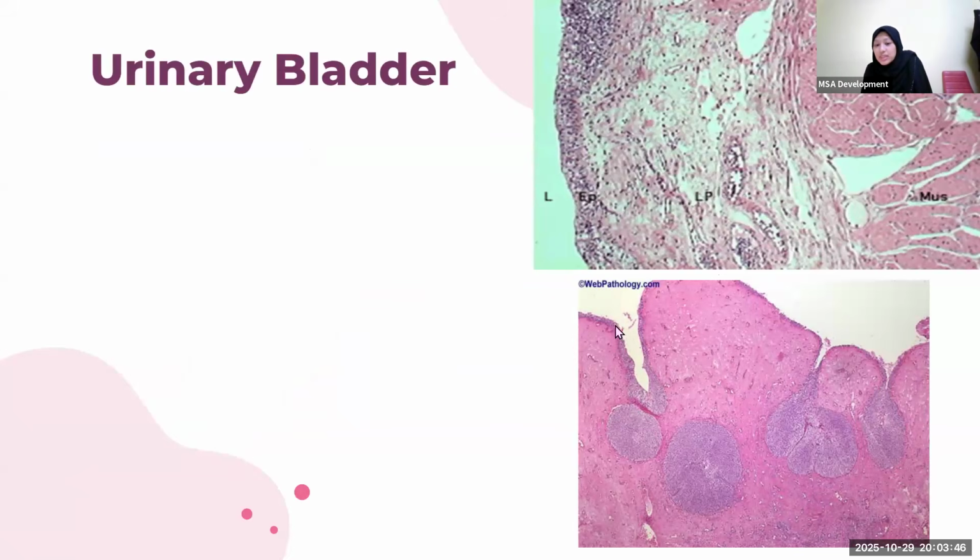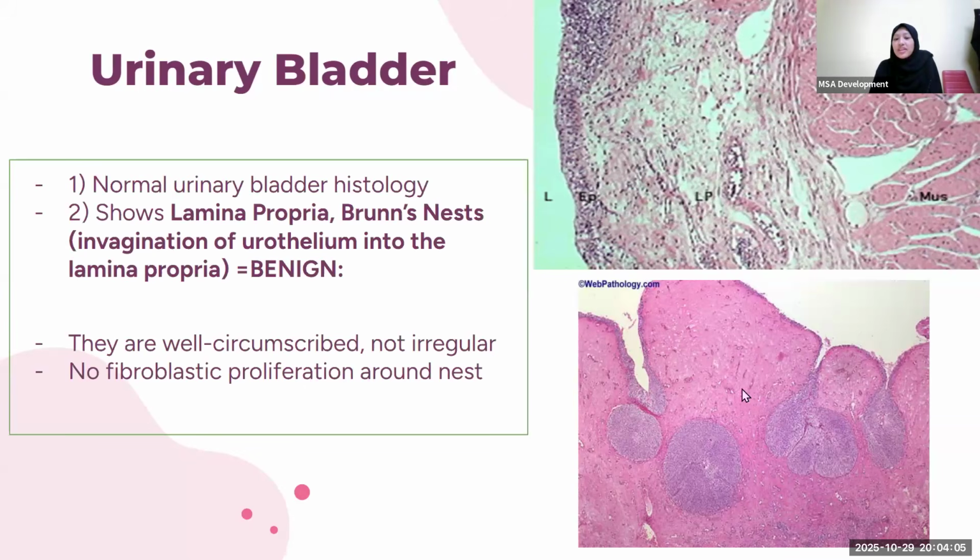You start to see septations, right? A bit weird. It's not supposed to be there. So the epithelium is going inside, kind of into the lamina propria, and it's causing nest-like structures inside. See, invagination. This is normal. Normal urinary bladder is number one.